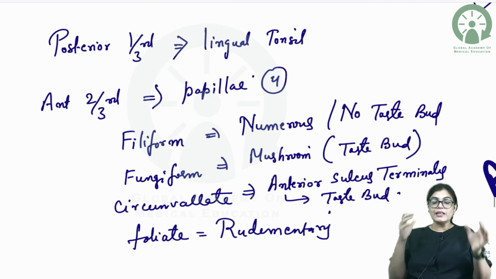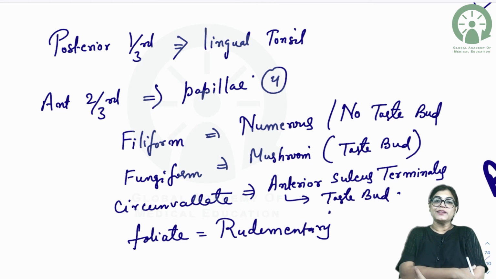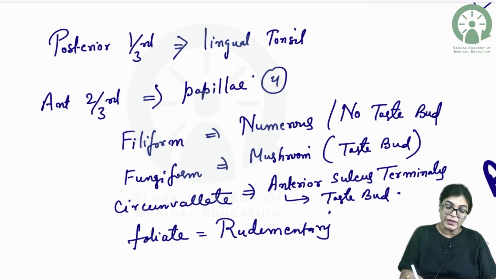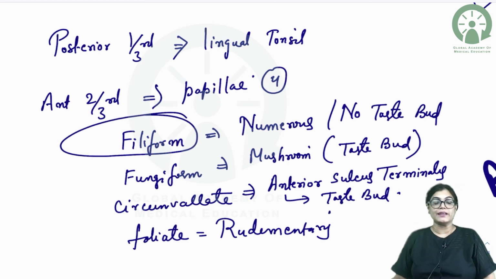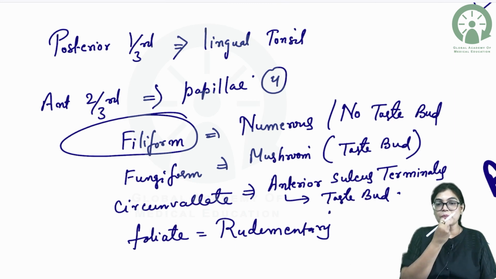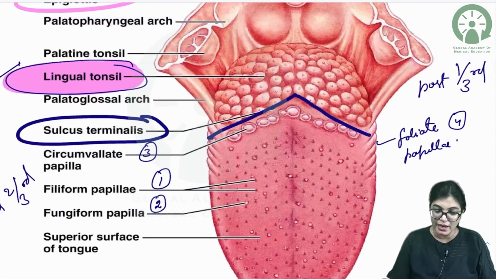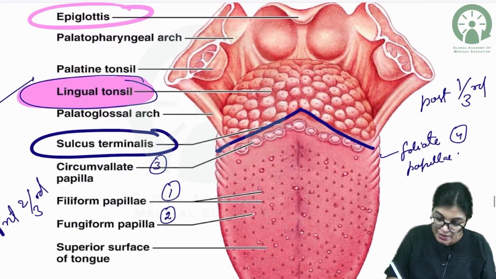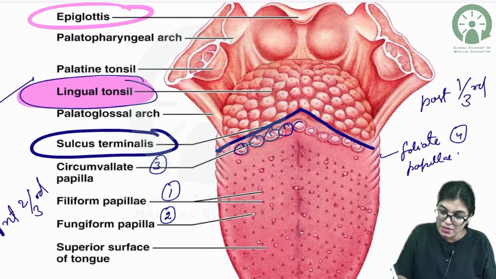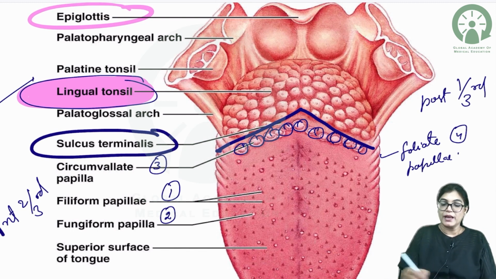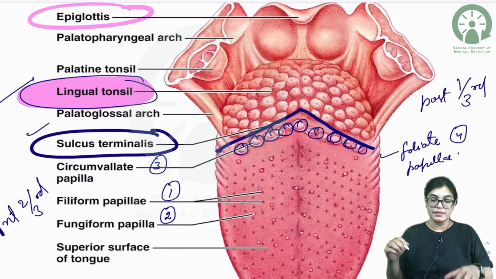If I talk about the lining epithelium of the tongue, it is stratified squamous non-keratinized epithelium, but only the filiform papilla has keratinization. So, the appearance of the tongue is gritty, with a hard texture, because of the keratinization seen in the filiform papillae. In this diagram, when you enlarge it, you can clearly see that the larger papilla, which is the largest one, is the circumvallate papilla lying anterior to the sulcus terminalis.